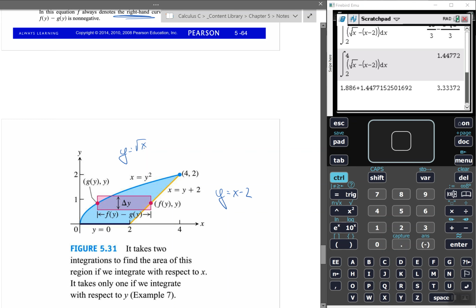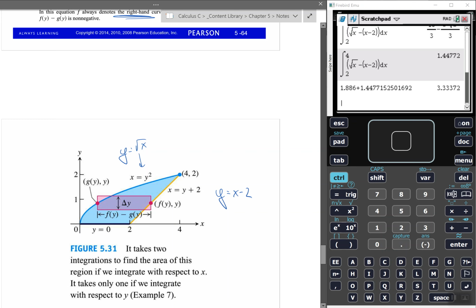So if we have y equals the square root of x, to solve that for x, we're going to square both sides. So x is equal to y squared. And then if we have y equals x minus 2, to solve that for x, we just add 2 to both sides, and that gives us x equals y plus 2. So now we've got this defined as functions of y. So we want to take a look at our intersection and the y value. So the y value here is 2. So that's going to be one of our limits.